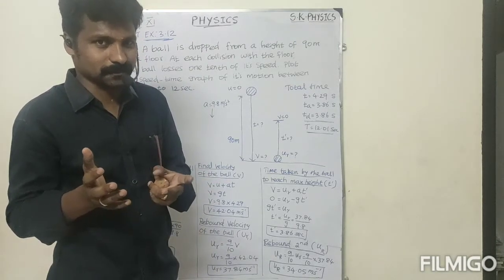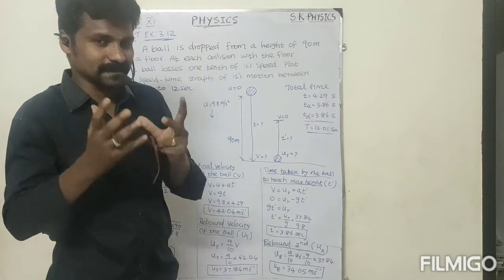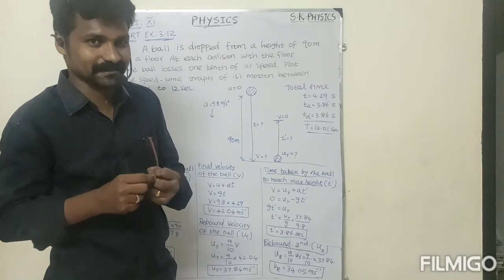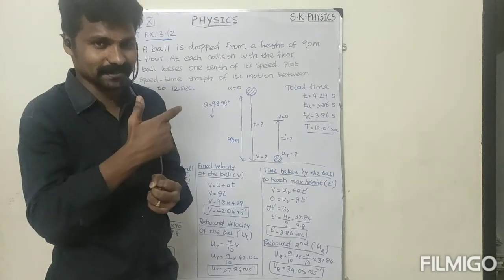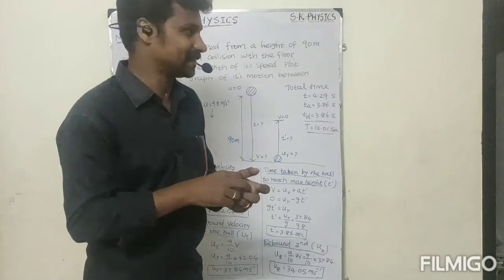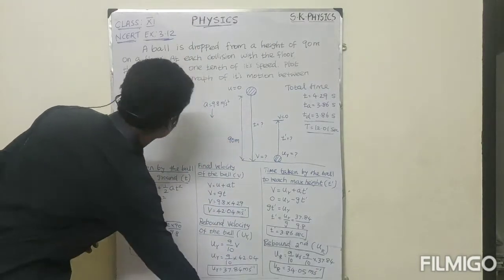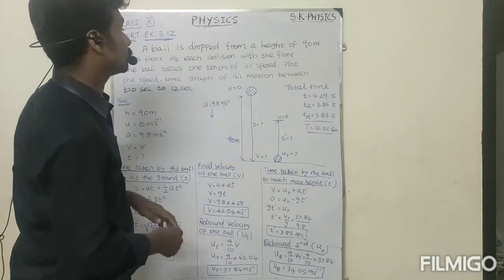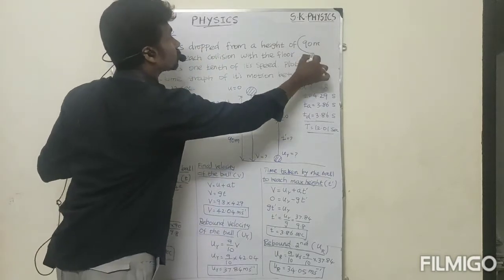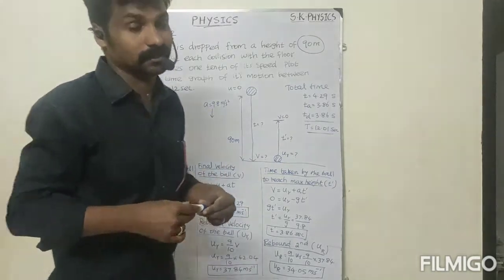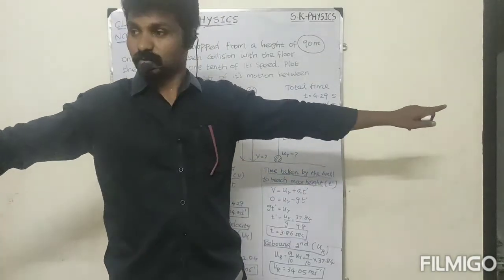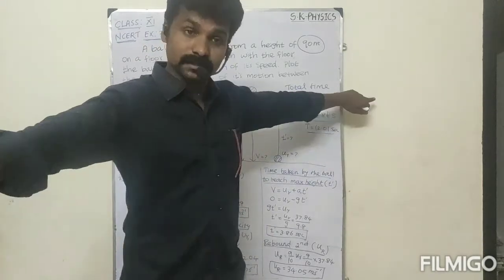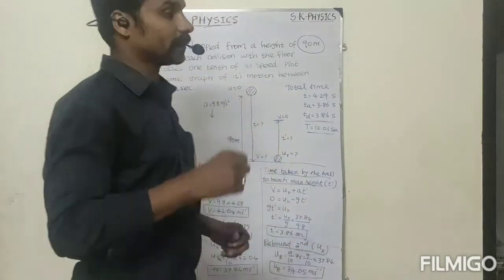Some interesting thoughts will be created in your mind. So we discuss this question. Please see the question. A ball is dropped from a height of 90 meter. Let us imagine 90 meter height. This is 1 meter, this is 1 meter, like this 90 times.